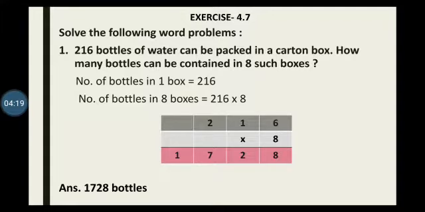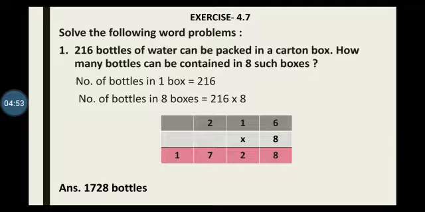I will give you a tip here. The first statement you can write from the first line and the second from the second line. And yes, children, after multiplication, do not forget to write the answer. So the first statement is number of bottles in one box, 216. So the number of bottles in 8 boxes, and we will multiply. How do we multiply this? I will do the vertical arrangement.